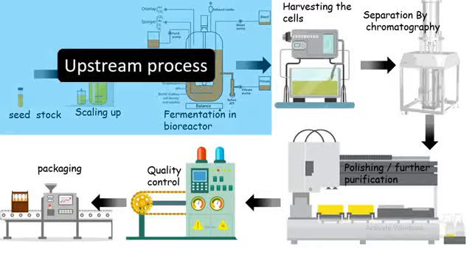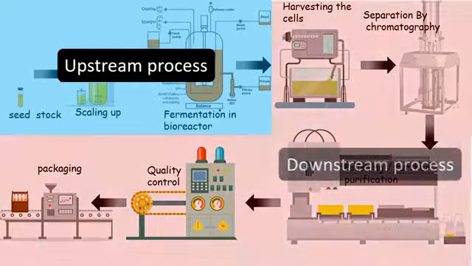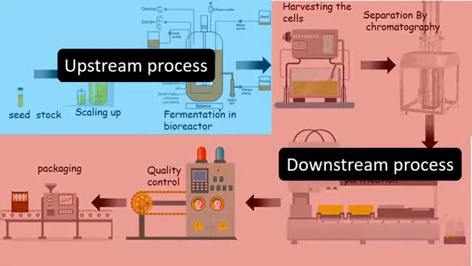So the step where the cells are generated in a massive amount is known as the upstream processing. So this upstream process happens in the bioreactor, whereas the recovery process, purification process, all of these comprise the downstream processing, which includes processing, purification, polishing, quality control, and packaging.